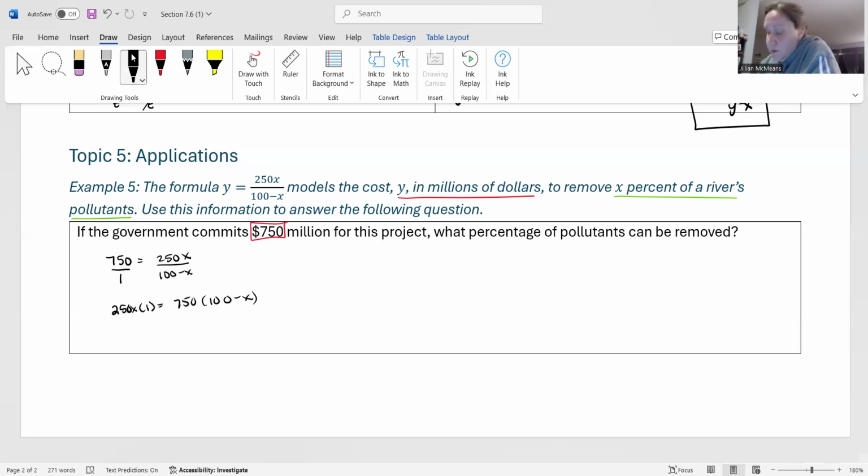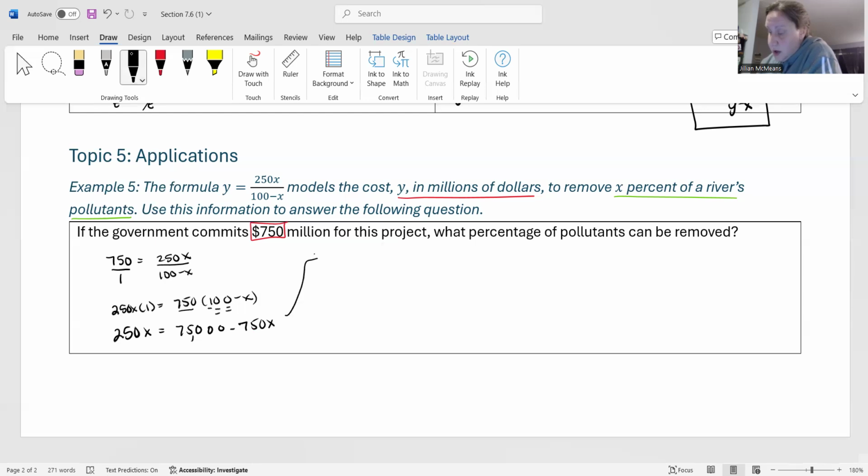So 250x times 1 is just 250x. And then 750, I need to distribute that. So 750 times 100, I just multiply the 750 and the 1. And then I add on the extra zeros. So I add on 2 extra zeros. So we get 75,000. And then 750 times negative x is negative 750x.